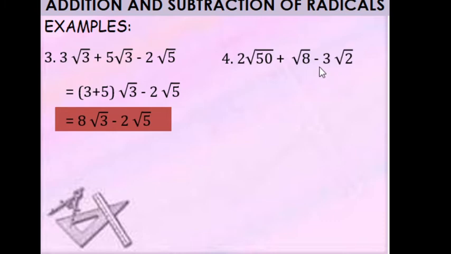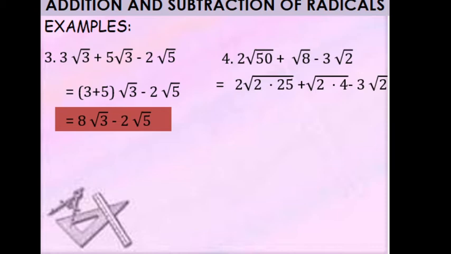So, ang gagawin natin, kailangan nating i-factor yung 50 and yung 8. So, ang factors ng 50, we have 25 times 2 and ang factors naman ng 8, we have 4 times 2. Okay. So, dito, ito na yung factors ng 50. So, we have 2 square root of 2 times 25 plus square root of 2 times 4 minus 3 square root of 2.